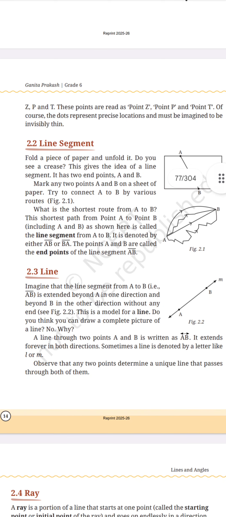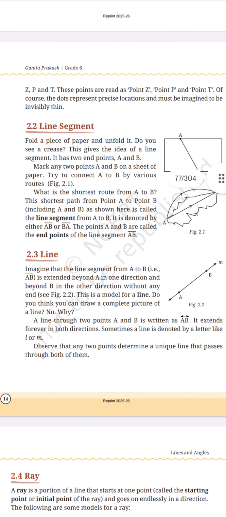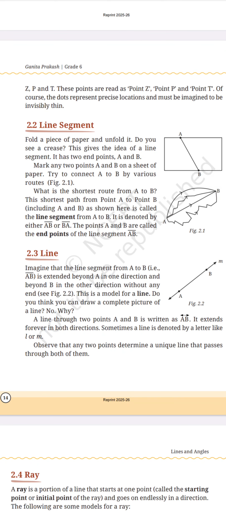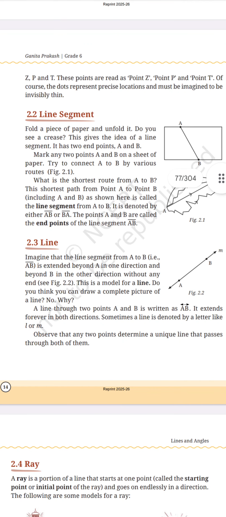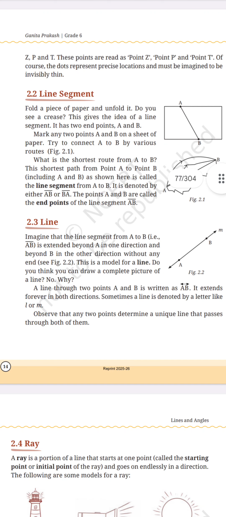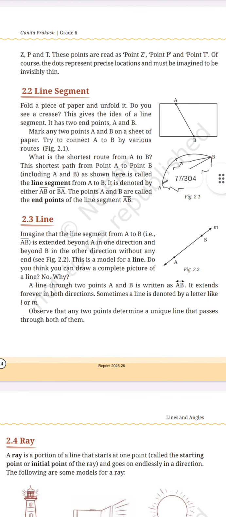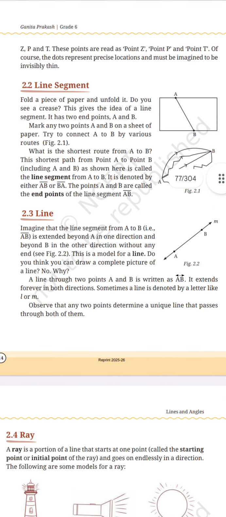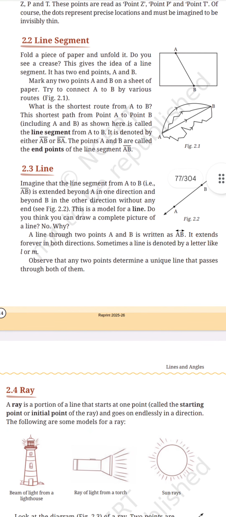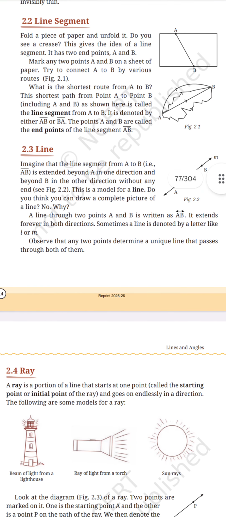Next comes line. Imagine that the line segment from A to B is extended beyond A, more. It extends in one direction, and another without any end. So this model is called a line. Do you think you can complete the picture of it? No. Why? A line through A and B is written as AB. It extends forever in both directions. Sometimes a line is denoted by a letter like L or M. Observe that any 2 points determine a unique line that passes through both of them.